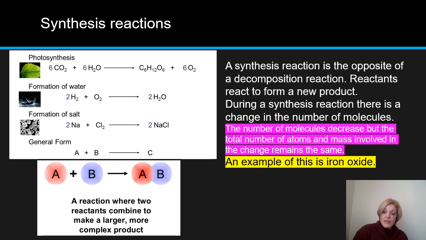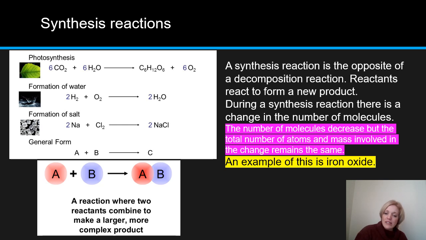On the flip side of the coin, you are going to get a synthesis reaction, which is opposite from a decomposition reaction, because these reactants are reacting to form a new product. So during a synthesis reaction, there's a change in the number of molecules. That doesn't mean there's a change in the atom and mass. It still remains the same, but sometimes the molecules are not the same, guys.